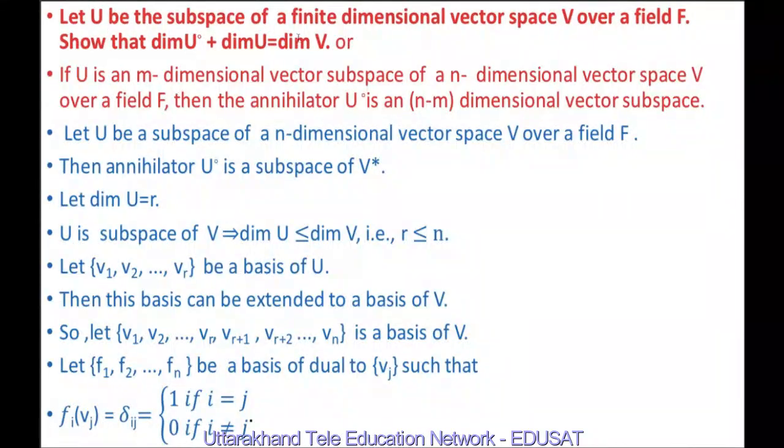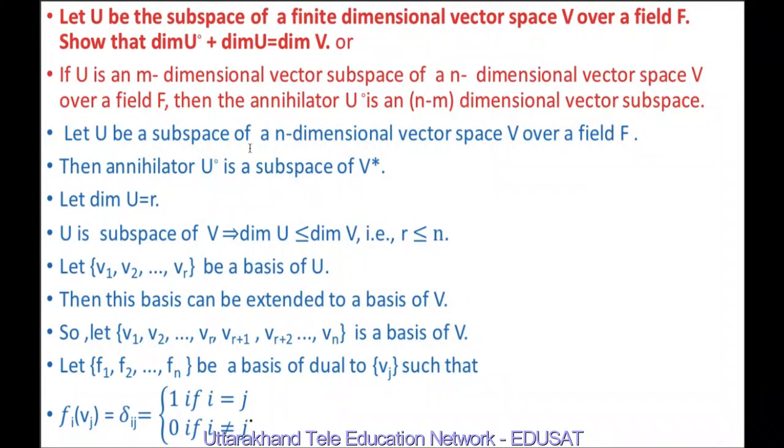Let U be a subspace of a finite dimensional vector space V over a field F. Then dimension of U dot, which is the annihilator of vector space V, plus dimension of U is equal to dimension of V. Or we can state this statement as, if U is an m-dimensional vector subspace of an n-dimensional vector space V over a field F, then the annihilator U dot is an n minus m-dimensional vector subspace.